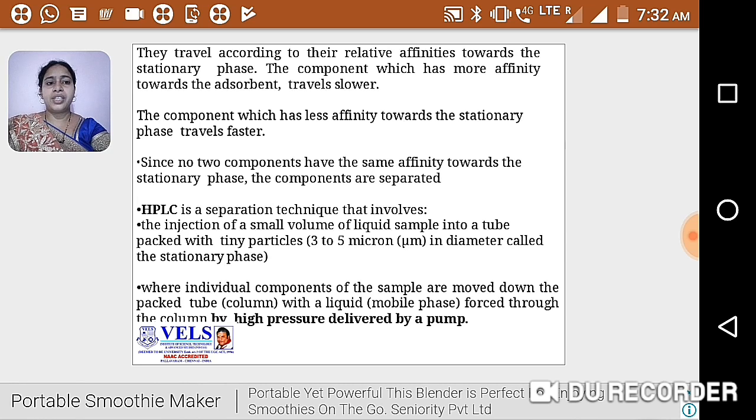HPLC is a separation technique that involves the injection of small volume of liquid sample into a tube packed with tiny particles, that is 3 to 5 micrometer in diameter, called as stationary phase, where the individual components of sample are moved down the packed column with liquid mobile phase forced to the column by high pressure, which is delivered by a pump.